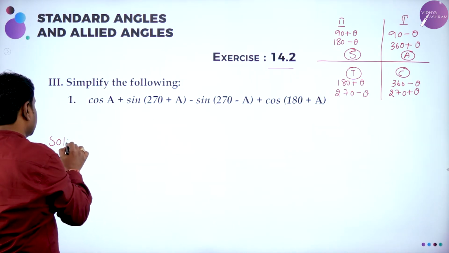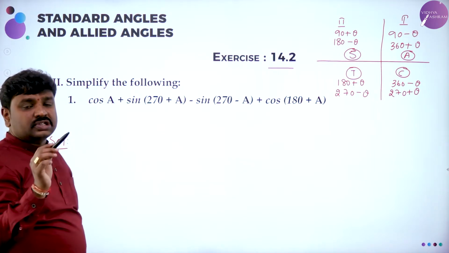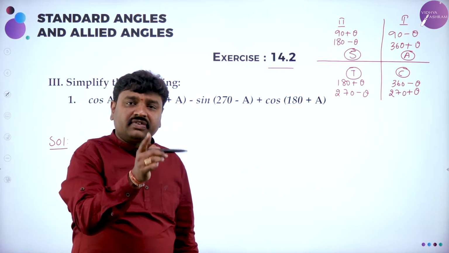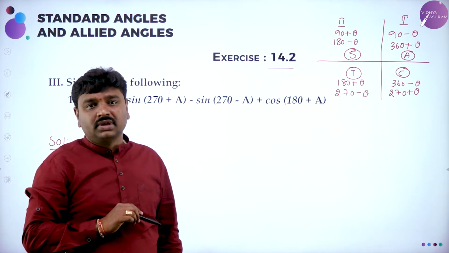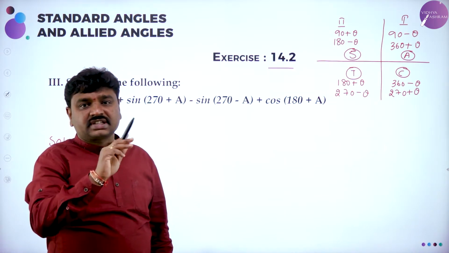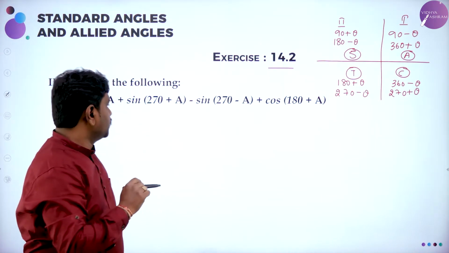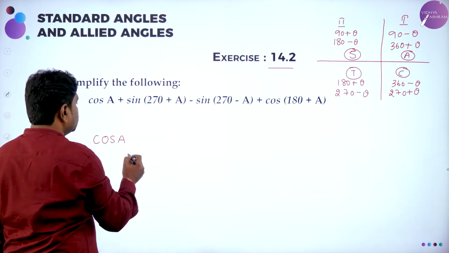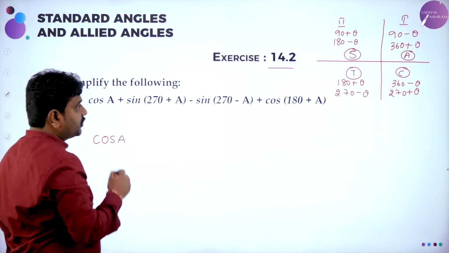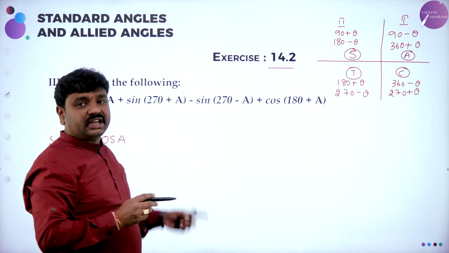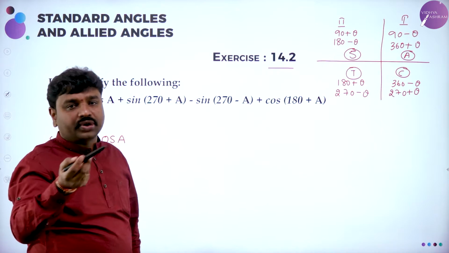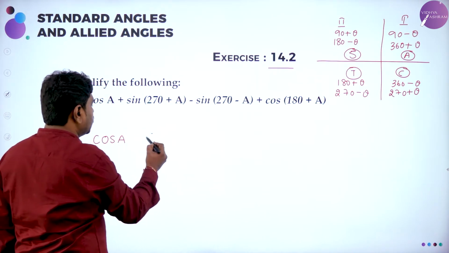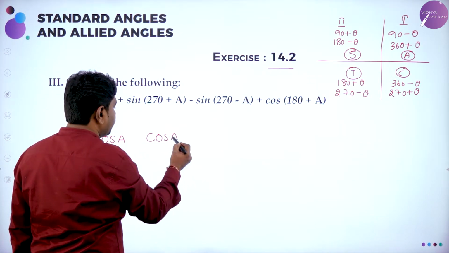Let us start solving this. See, all of you know the rules. For 90 and 270, function changes to co-ratio. For 180 and 360, function does not change. So now cos A, let it be, plus sine of 270 plus A. Dear students, for 270 and 90, function changes to co-ratio. So sine changes to what? Cos. So it will become cos A.